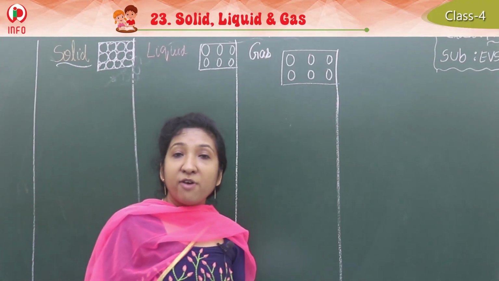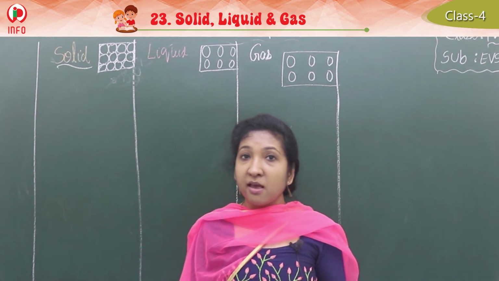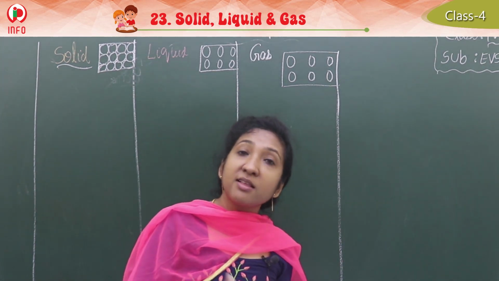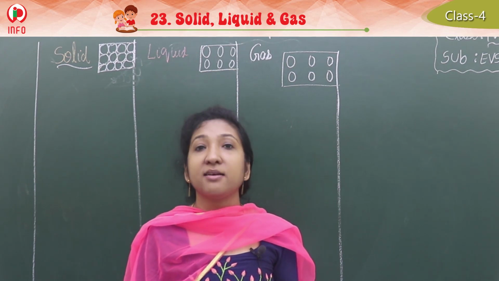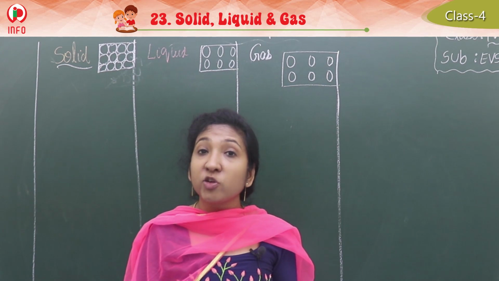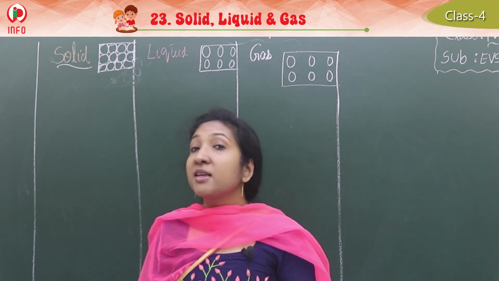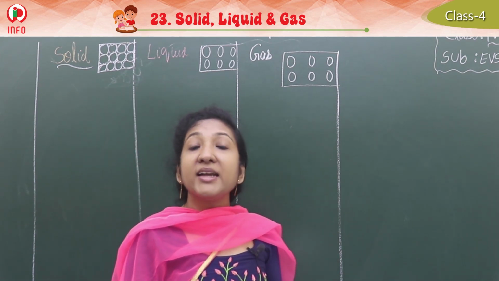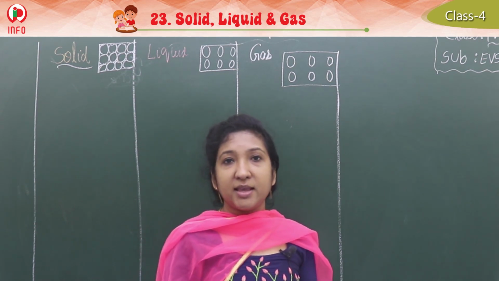So far we learned about three states of matter, isn't it? When we look around, we can see different types of things, which are living things and non-living things. All these things are made up of matter. Matter is anything that has mass and occupies space. Matter exists in three forms: solid, liquid, and gas. All matter is made up of small particles called molecules.